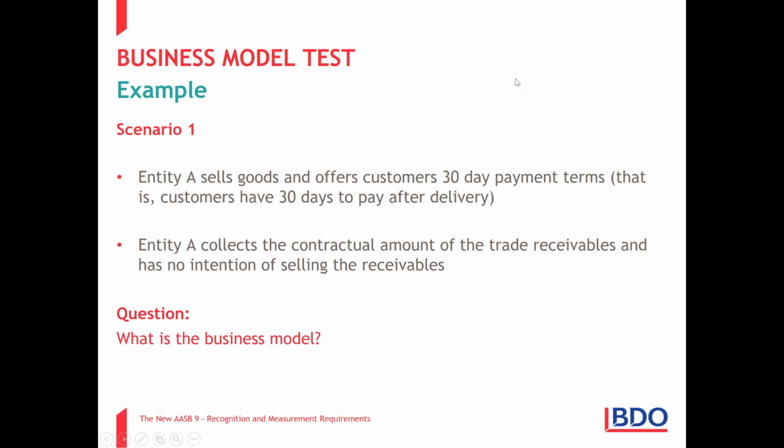So if I give you an example, let's say entity A sells goods and offers customers 30-day payment terms. So customers have 30 days to pay after delivery. And entity A collects the contractual amount of the trade receivables and has no intention of selling the receivables. What would your business model be here? So let's assume that we've passed the SPPI test, but what is our business model here, do you think?